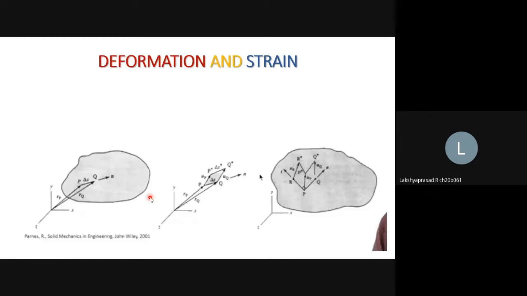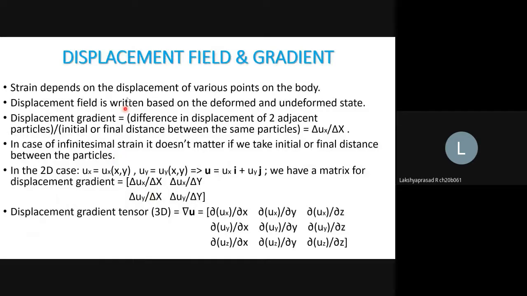Moving on. Finally, we'll finish off this lecture by quickly going over the displacement field concept and displacement gradient. So the strain depends on the displacement of various points on the body, obviously. The displacement field is written on the basis of the deformed and the undeformed state. The displacement gradient is given as difference in displacement of two adjacent particles divided by the distance between the same particles, either initial or final, and it is denoted like this: delta ux by delta x. Of course, in case of infinitesimal strain, it doesn't matter if we are taking the initial or the final distance.